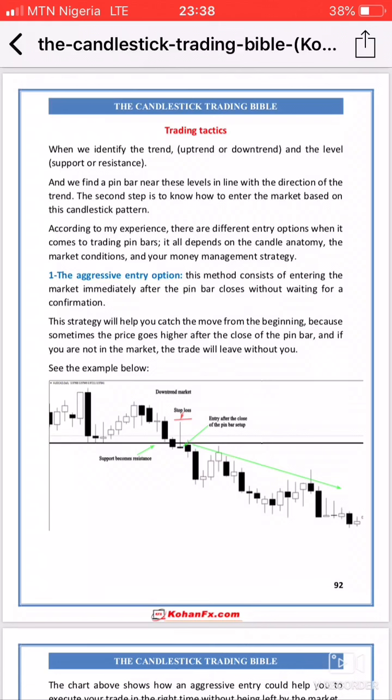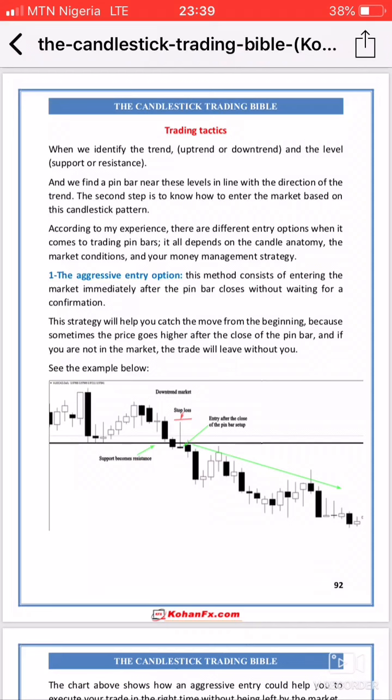When we identify the trend, uptrend or downtrend, and the levels, support and resistance, and we find a pin bar near these levels in line with the direction of the trend, the second step is to know how to enter the market based on the candlestick pattern. According to my experience, there are different entry options when it comes to trading pin bars. It all depends on the candle anatomy, the market condition, and your money management strategy.